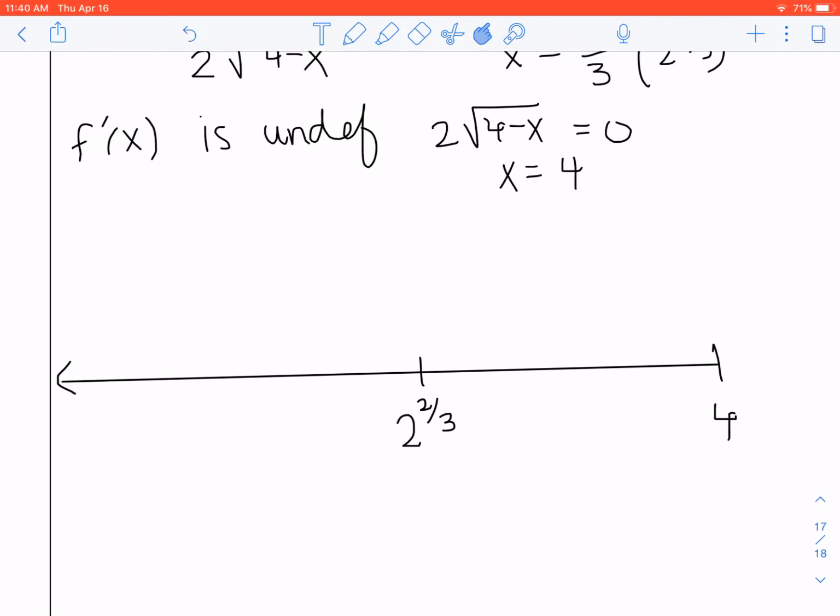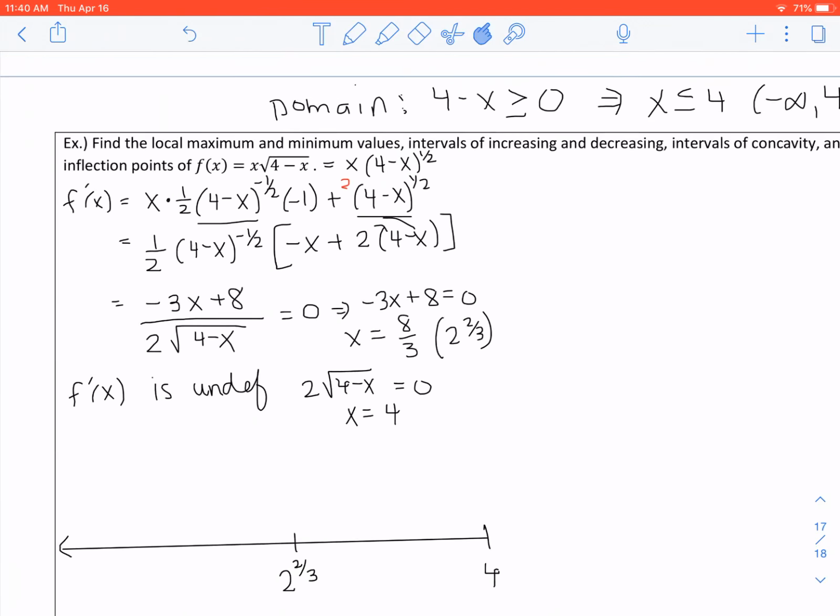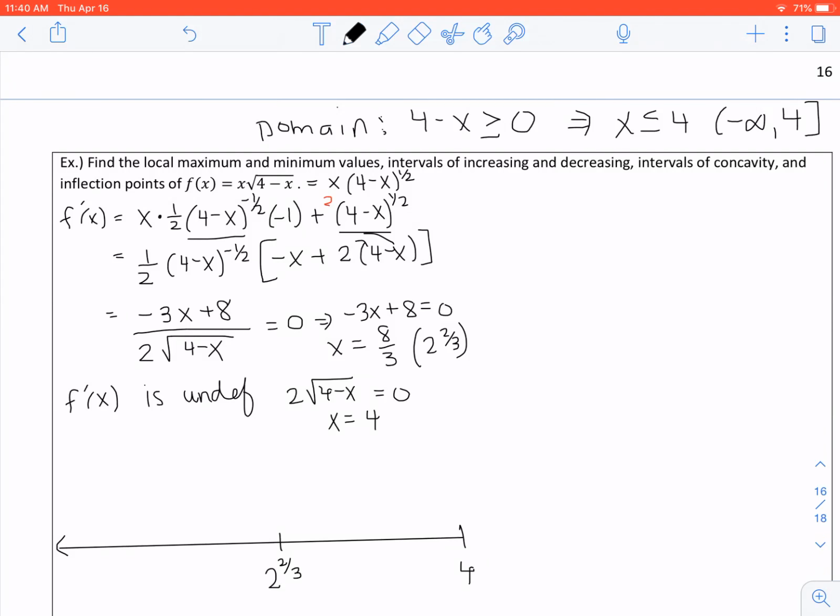Next thing, though, to get started with you guys is I'm going to split this page in half. And we need to be looking at the intervals of concavity. So in order to find the intervals of concavity and our inflection points, we need to take a second derivative. So I have my first derivative on the left side, negative 3x plus 8 over 2 times the square root of 4 minus x.